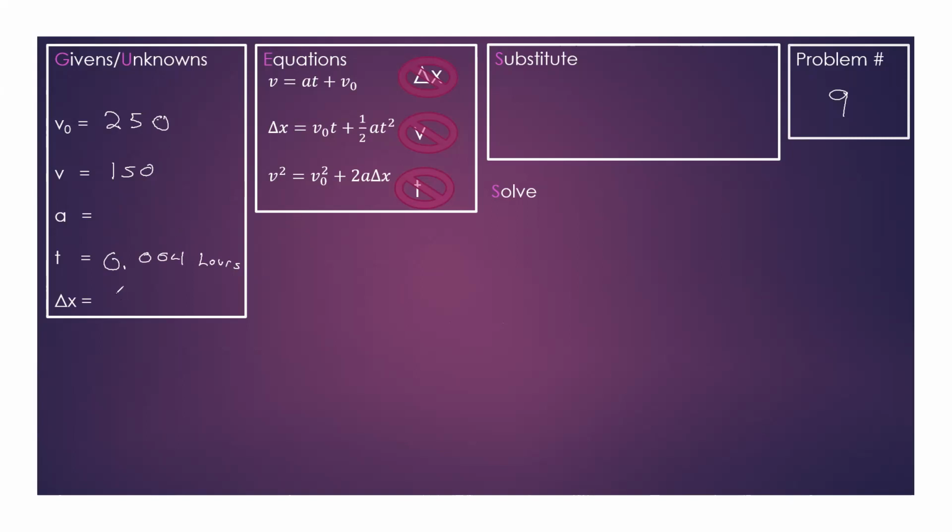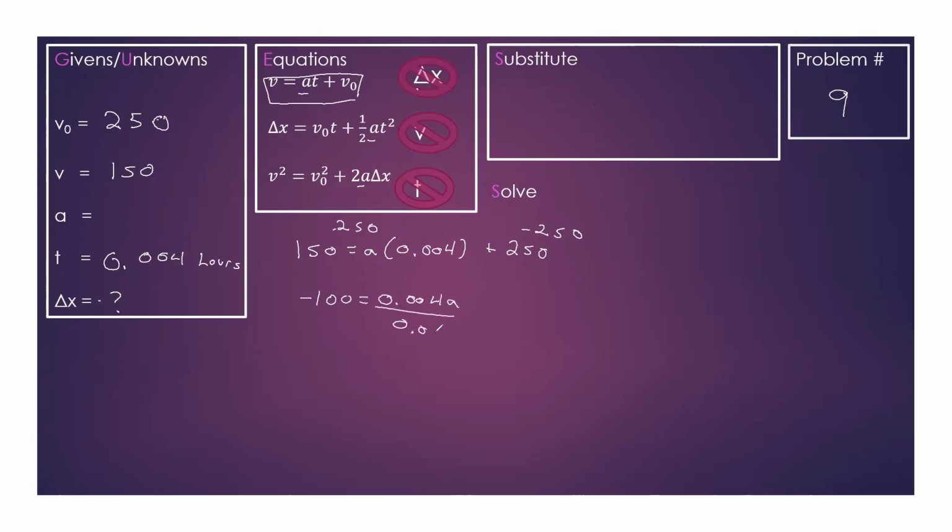So here's the thing. What you want is delta x. What you don't care about is a. The problem is the equation has a, has a, has a. So we have to find a first. So I'm going to start with this equation because it doesn't have delta x, and right now we don't have delta x. And I'm just going to go ahead and say v equals a times t plus v naught. So I'm going to subtract over the 250. So negative 100 equals 0.004a.